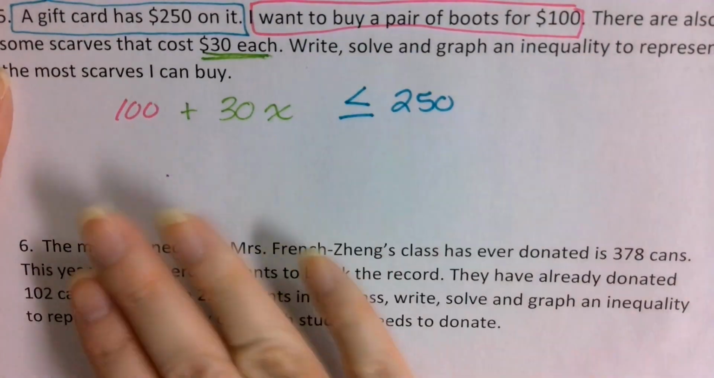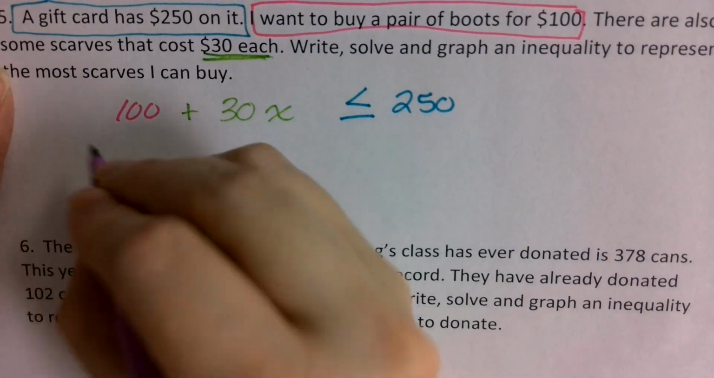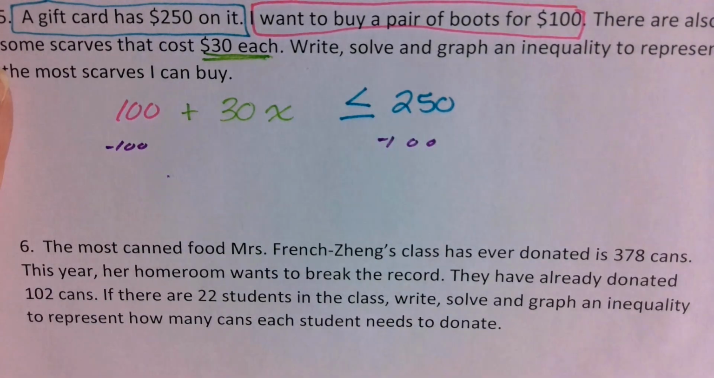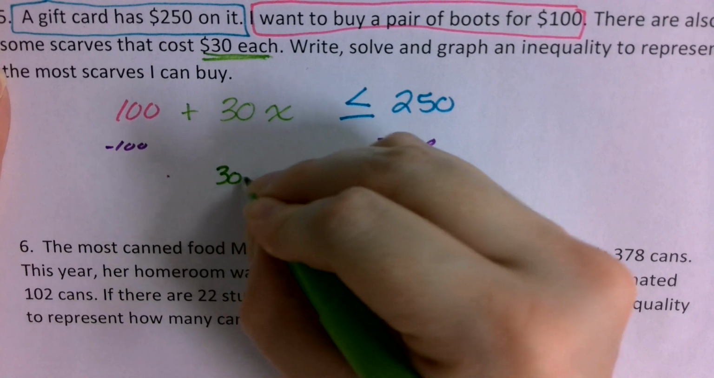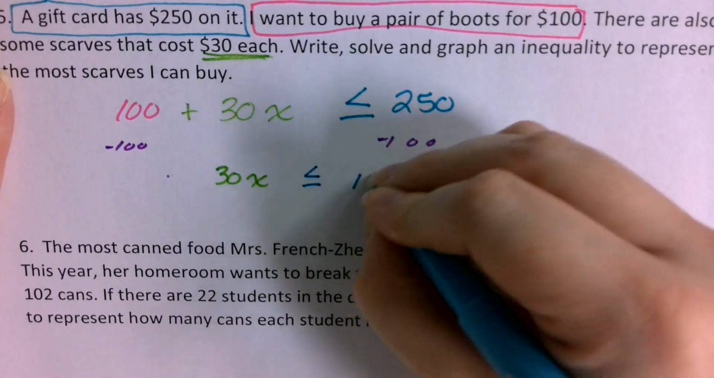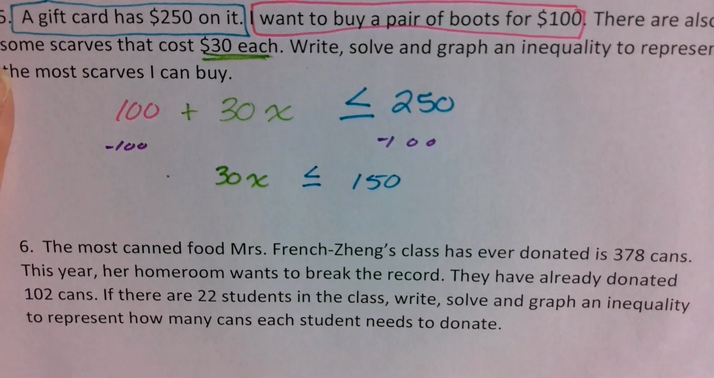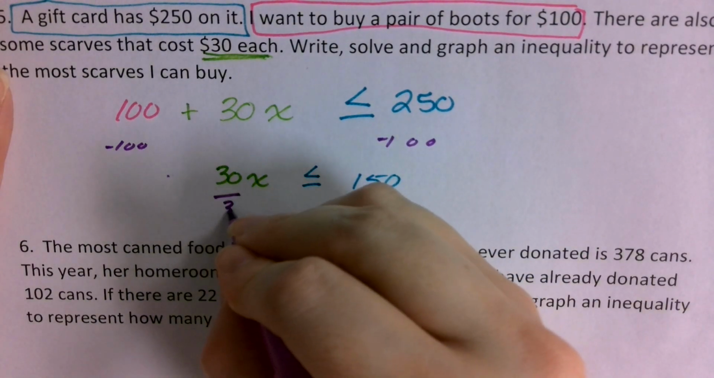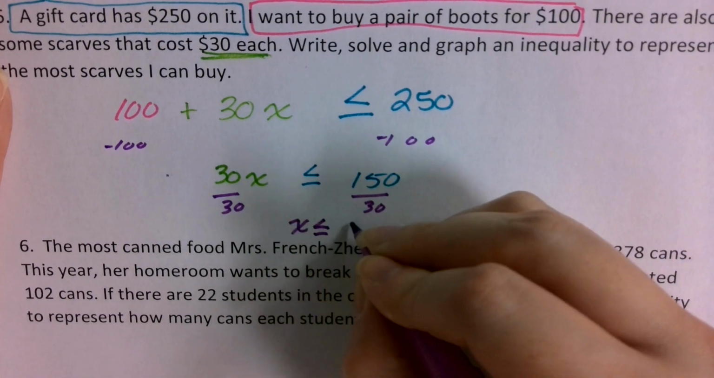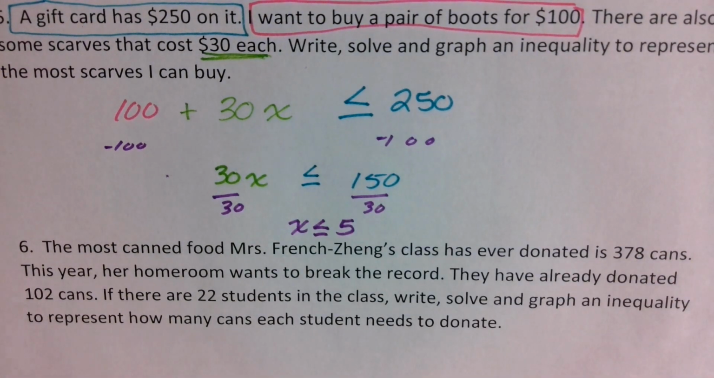Okay? All right. When we solve, we would subtract $100 from both sides, that's going to come out to 30x is now less than or equal to 150. Then we would divide both sides by 30, and we get x is less than or equal to 5. So 5 scarves, that's the most scarves that I could possibly buy.